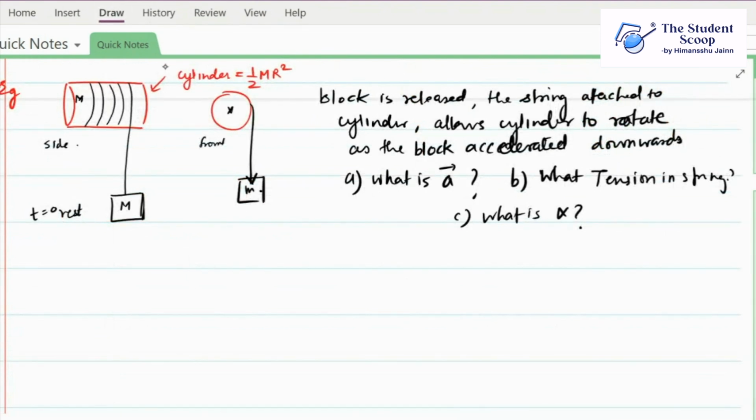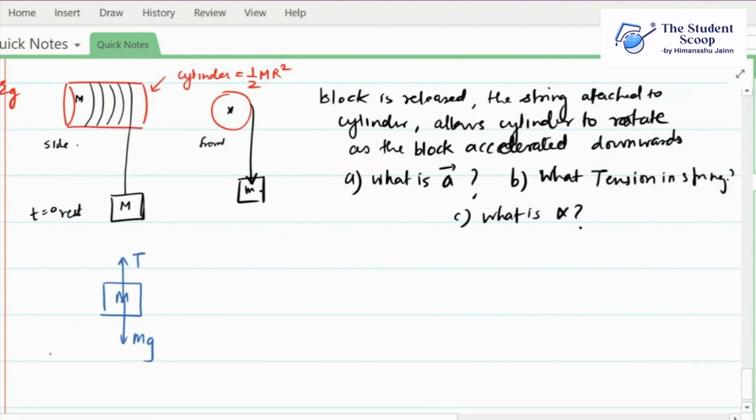See this very quickly. For the mass, there is a tension acting upward and there is mg acting downwards. And then there is an acceleration downwards. So if I write net force is equal to mass times acceleration for this object, mg minus tension has to be ma, correct? Now let this equation be like this only.